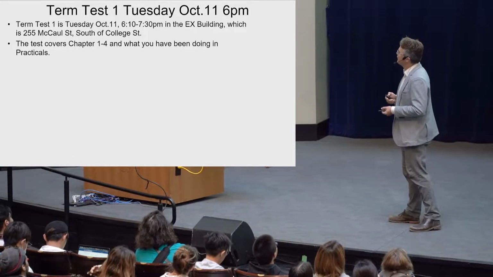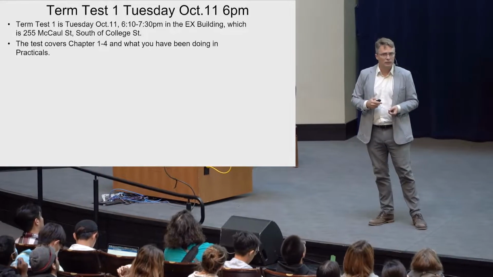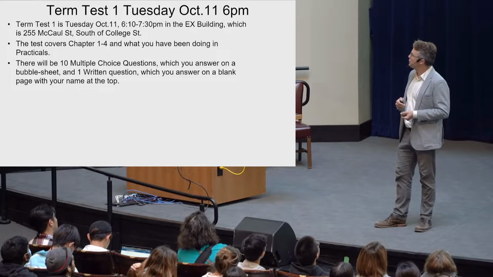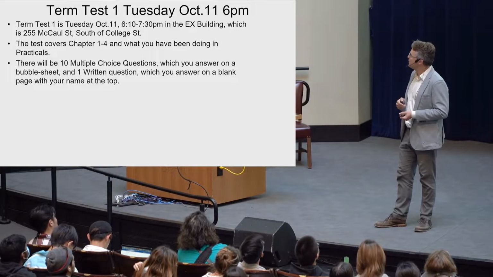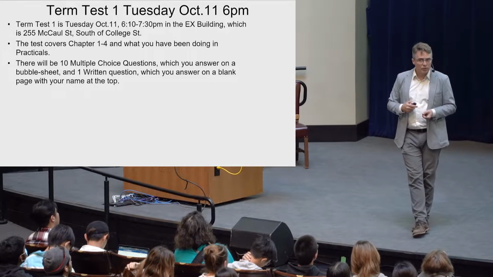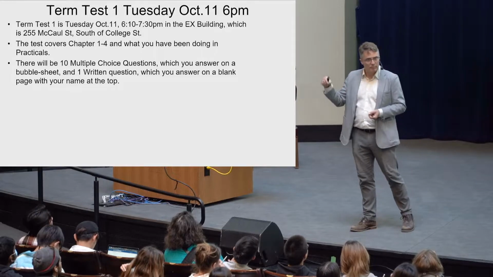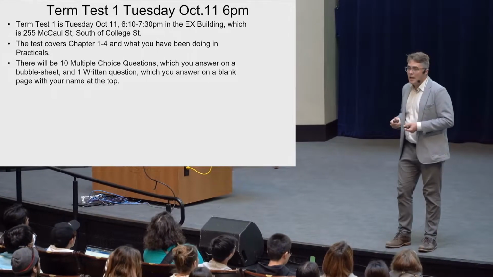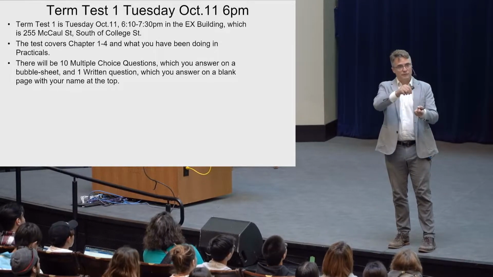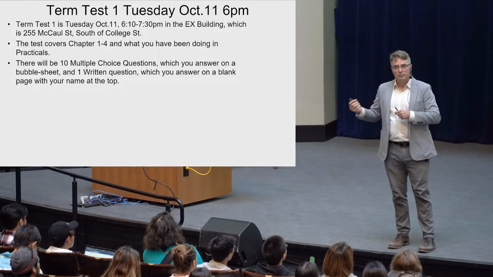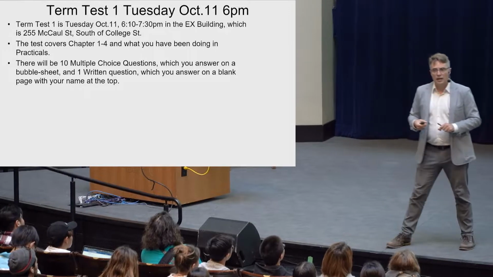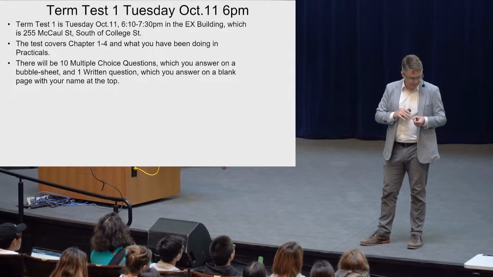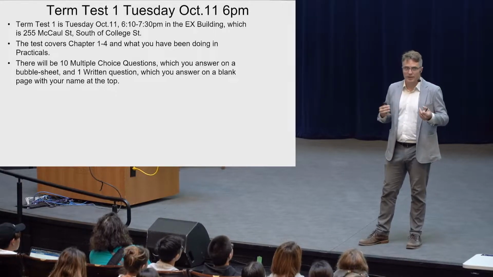Just other little things, the test covers chapters 1 through 4, including the stuff we're doing today, and maybe a little bit on Friday if I can't get through this pulley example today. There will be 10 multiple choice questions for which you bubble out the answer on one side of your answer sheet, and then one written question, you flip it over and actually write out your answer. Both of those are going to be scanned actually, and the bubble sheet is marked automatically, but the written answer is marked by a human being.